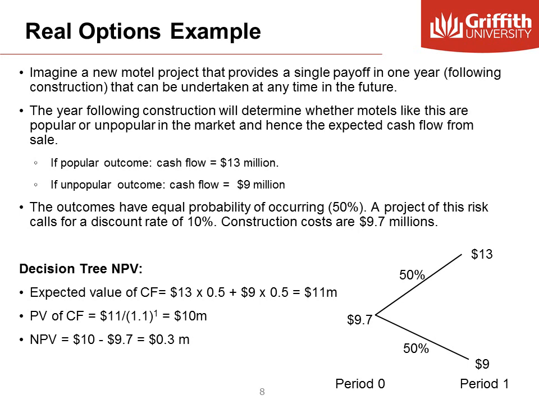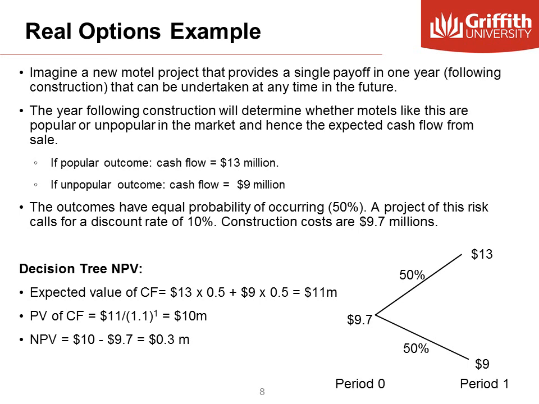For example, a new motel project is expected to provide a single payoff in 1 year after construction. If the motel is popular, the cash flow is 13 million, and if it's unpopular, the cash flow is 9 million. The probability of both outcomes are equal. The cost of the motel is 9.7 million and the discount rate is 10%.